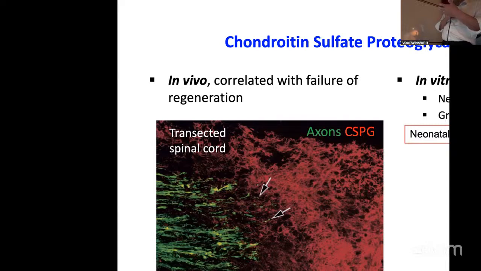The non-permissive nature of extracellular matrix, CSPGs in particular, is shown on the right, where at the bottom you have neurons growing happily away, but when you plate them on a CSPG substrate, you see that very few neurons adhere, and those that do not fare very well.